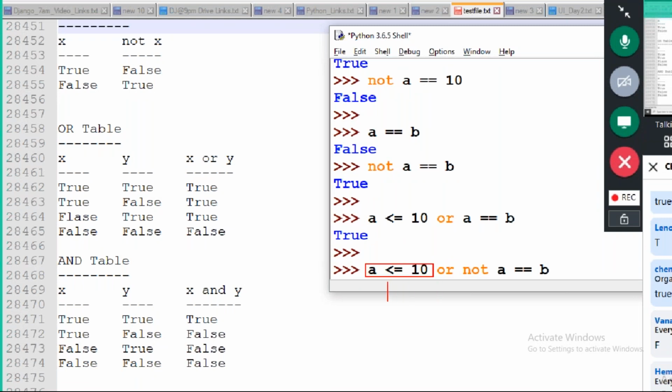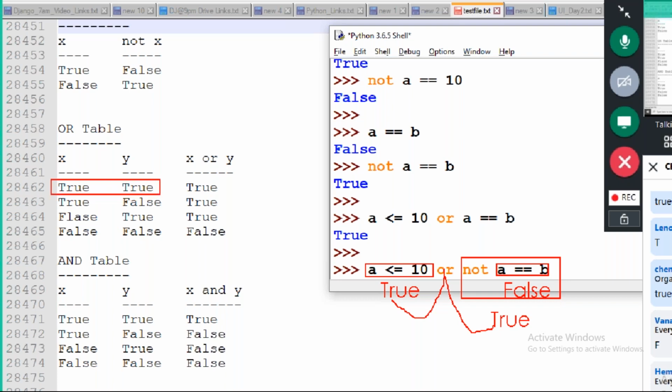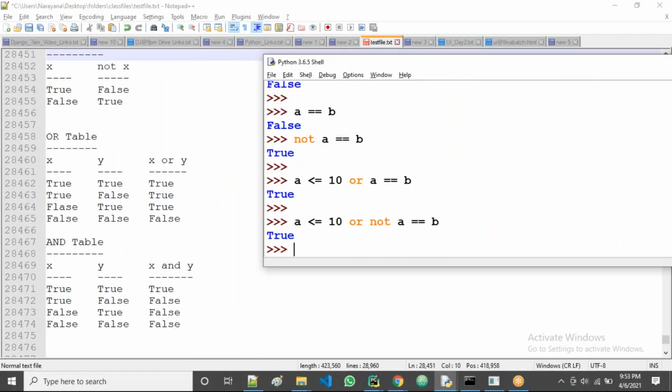This one, true or false? Yes, this is true, right? True, guys. And coming here, first of all, A equal to B, this one true or false? A equal to B is false, right? Now, not false, guys. Which one? True, right? Now finally, true and true. So true or true, guys. So the first combination, true or true, which one? True only, guys.